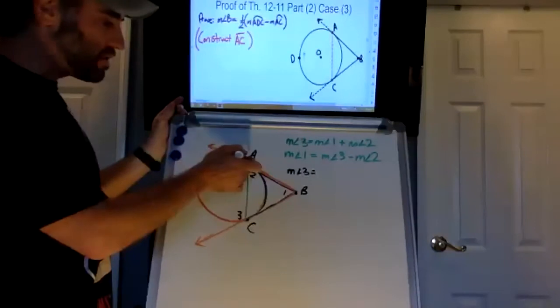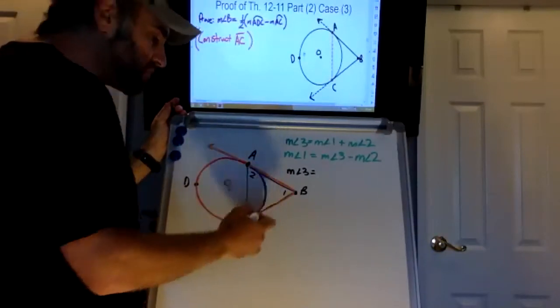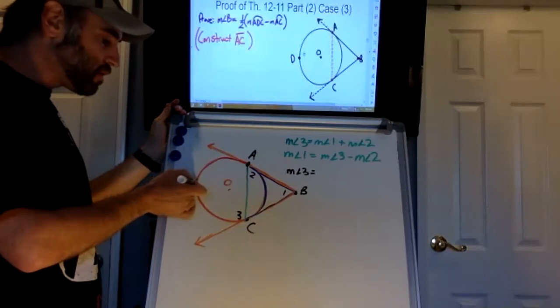Look how they put a D there so that you can call the major arc what it is, instead of not knowing if it's the blue or the red. That's why they put that extra point there.